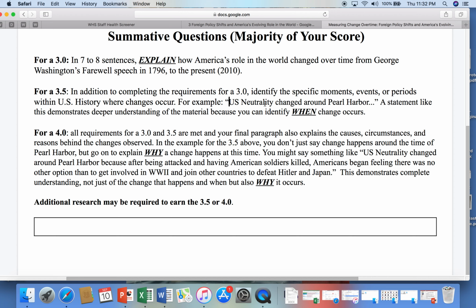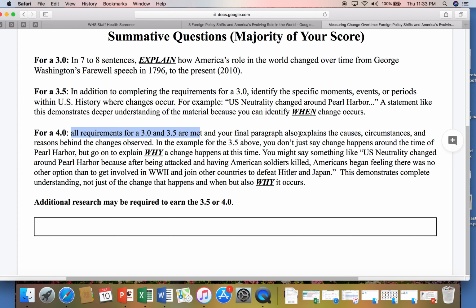You might say, U.S. neutrality changed around Pearl Harbor. In this case, you're identifying a specific place or time in which a change occurs. You're not just saying what change happens, but when. A statement like this demonstrates deeper understanding of the material because you can identify when in history this change occurs. For those going for a 4.0, all of the requirements for a 3 and 3.5 are met. Okay? So you've basically explained what change happens and when it happens.